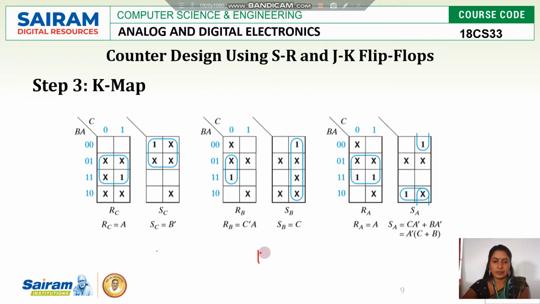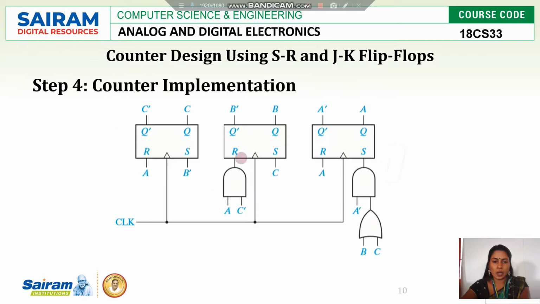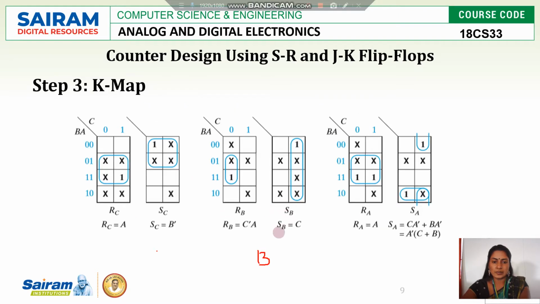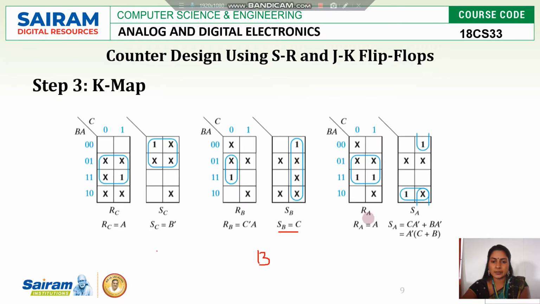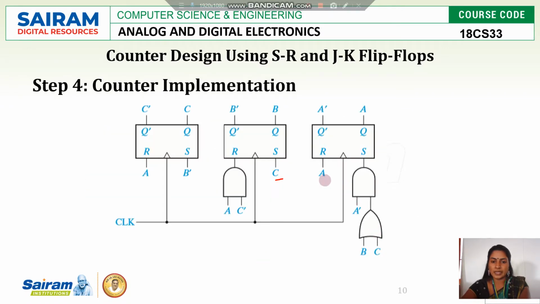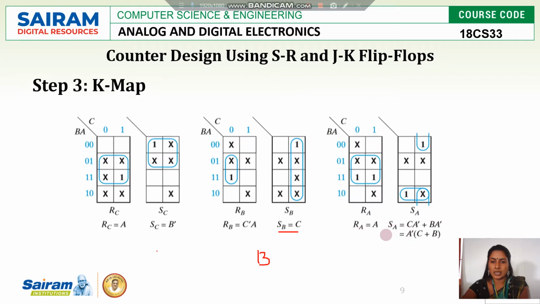Then this is B flip flop. RB is C bar A. Okay, B flip flop. RB is C bar A. SB is equal to C. This is right. Then RA is equal to A. SA equal to A bar into C plus B.